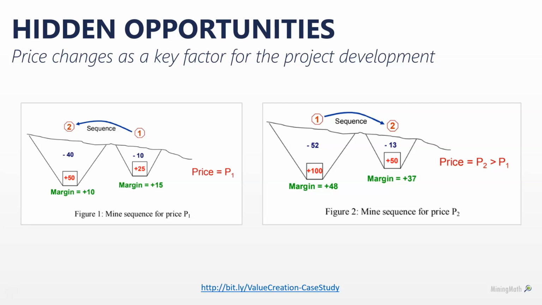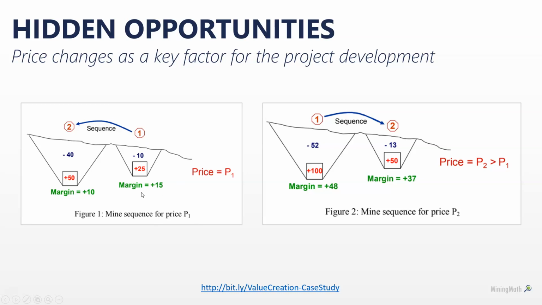So this is an example from a case study from Juan Camus, who is a PhD in value creation and also general manager from Innova Mine. And he here explains how price fluctuation might change the sequence entirely.